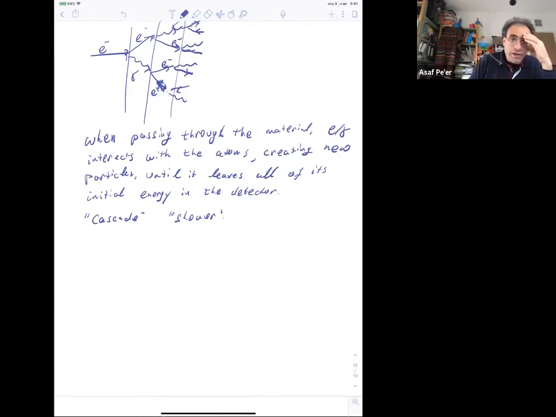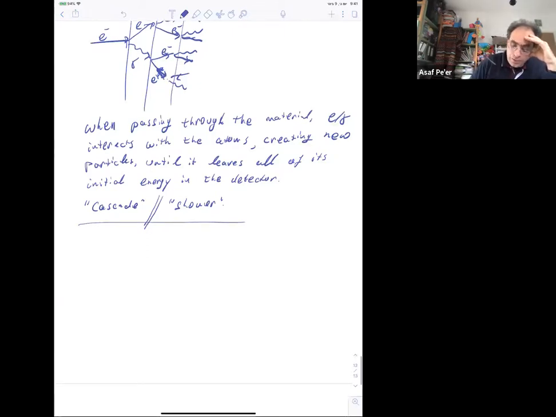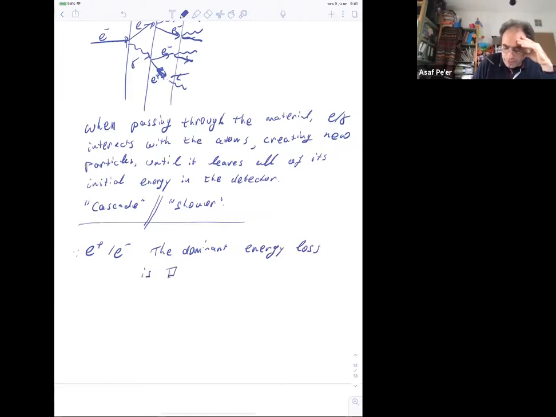Now, okay, I won't go into the details of that. Actually, I do teach the details of that in a course in plasma physics. So for electrons and positrons, the dominant process of energy loss is called Bremsstrahlung, or free emission. For E plus or E minus particles, the dominant energy loss is Bremsstrahlung. Yeah, it's a German name. Bremsstrahlung, also called free emission.